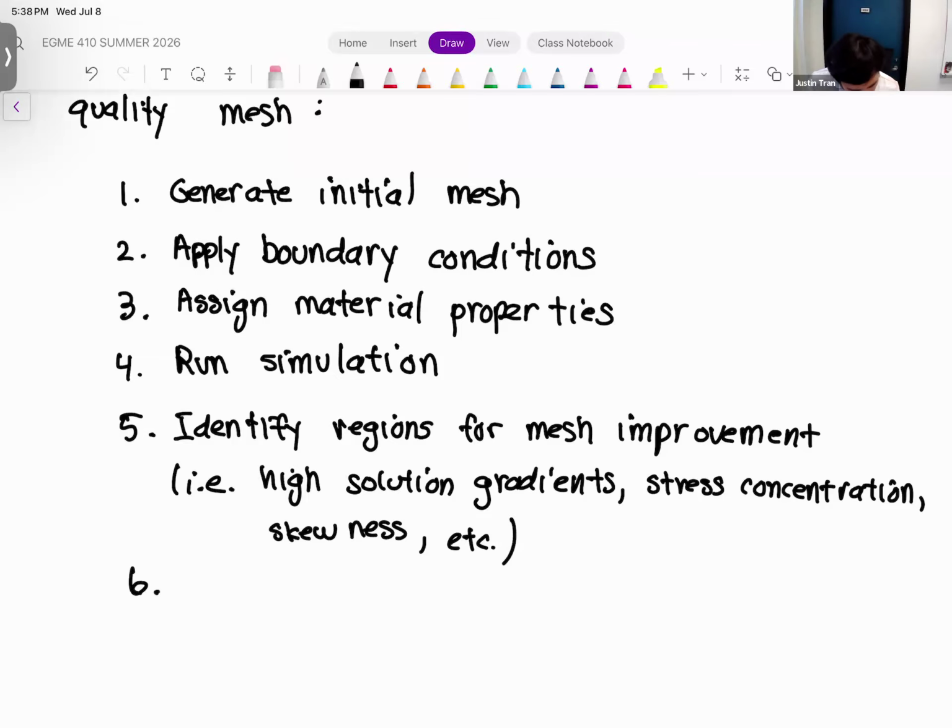Once you've identified those regions for mesh improvement, you actually go in and refine the mesh, also keeping in mind the overall number of elements and your mesh element budget.